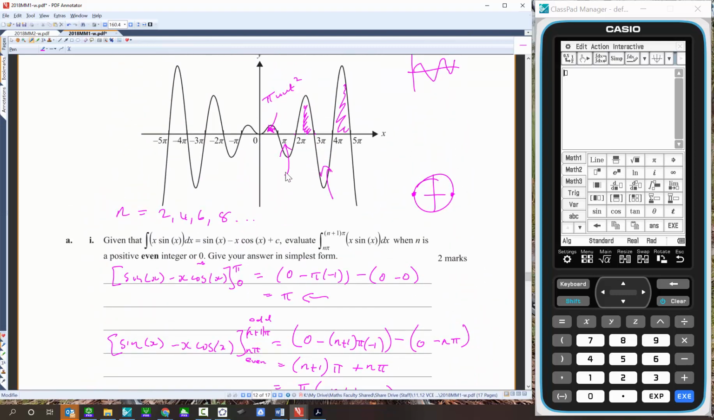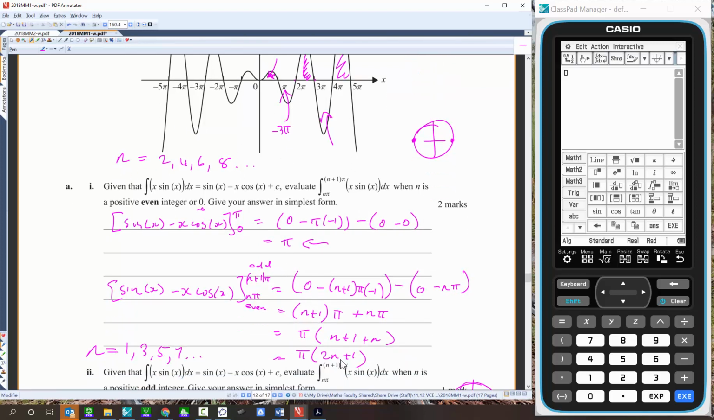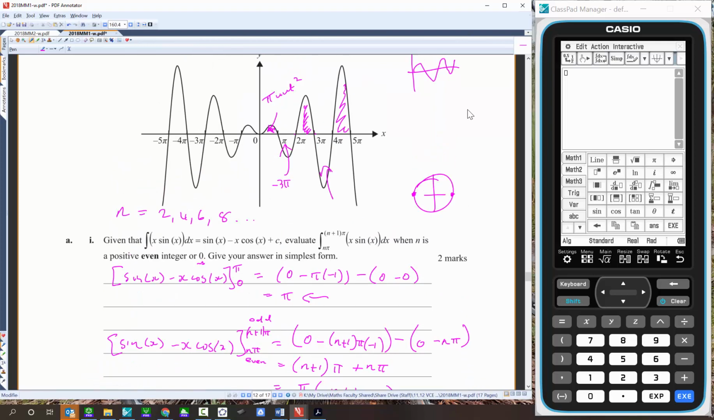So that means that this one here would be negative 3 pi. So I presume when n is 2, it's going to be 5 pi. 2 2s are 4, plus 1 is 5. That's going to be 5 pi, and so on. So this will be negative 7 pi, and so forth. All right.